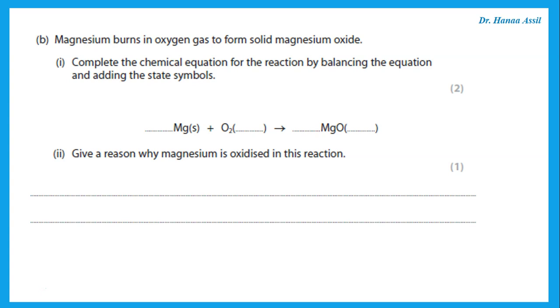Magnesium burns in oxygen gas to form solid magnesium oxide. So we want to complete this equation. First of all, the state symbols. Oxygen, of course, is a gas. Magnesium oxide, we are already told, if we don't know, that it is a solid. And then you have to balance. So we have 2 oxygens before the arrow. That means I need 2 oxygens after the arrow. And that means 2 magnesium before the arrow. Give a reason why magnesium is oxidized here. What happened to the magnesium? Magnesium gains oxygen. That's why we say it is oxidized.